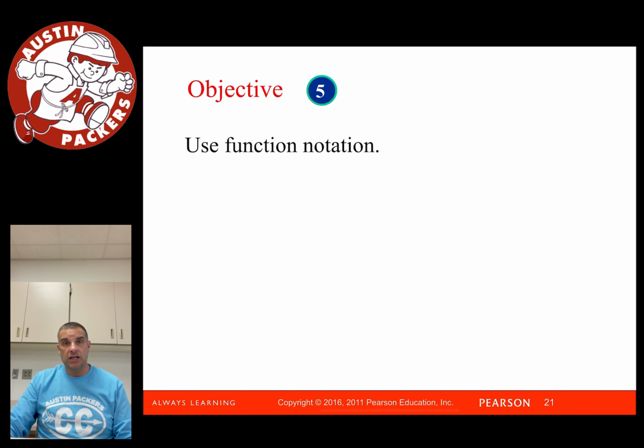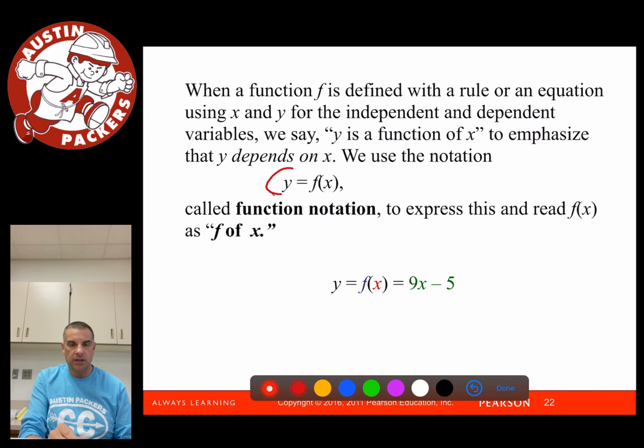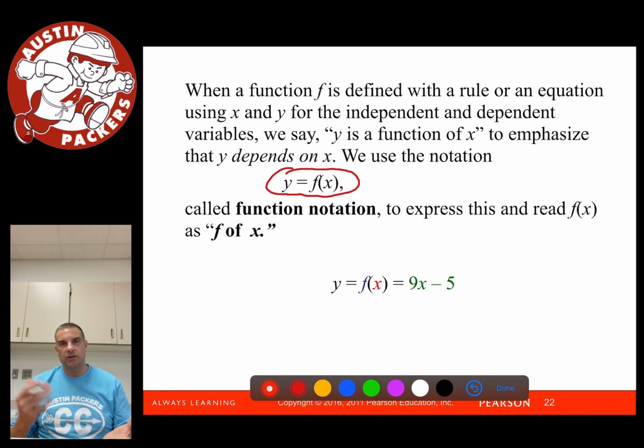Okay, so function notation. Function notation is anything in the form f of x is equal to. So a function f is defined by a rule for independent and dependent variables. We often use the notation y equals f of x, and you've got to always keep this in mind: I can replace a y value with an f of x if in fact it is a function. And this is called function notation. So the function notation is actually right here. That's function notation.